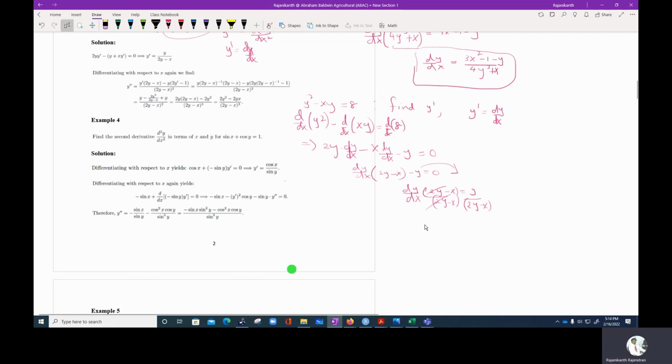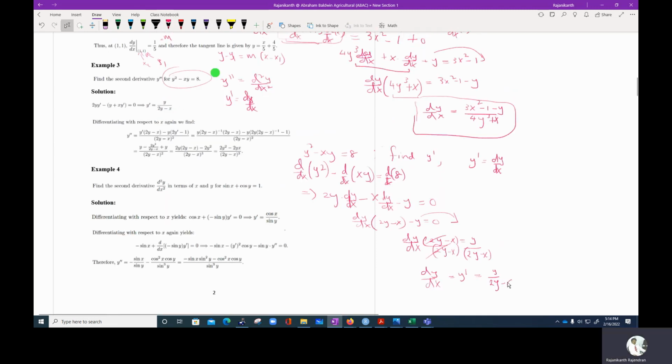So this is gone. So you will get dy over dx. Remember, that is y prime, no? Which is y over 2y plus x. The one you have here. So this is y prime, right? The question is finding y double prime.